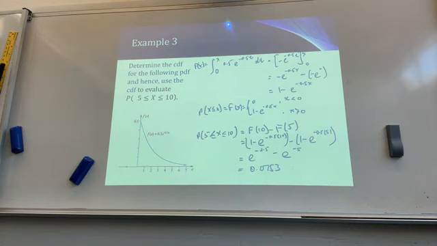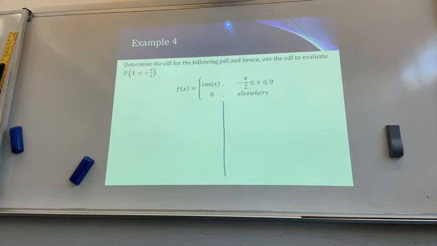Alright, next example. Happy? I'll go on. Here, determine the CDF for the following PDF and hence use the CDF to evaluate that. Integrate it. It's just sine. I'll let you integrate. Now here you can see that it's from minus pi over 2 to 0.